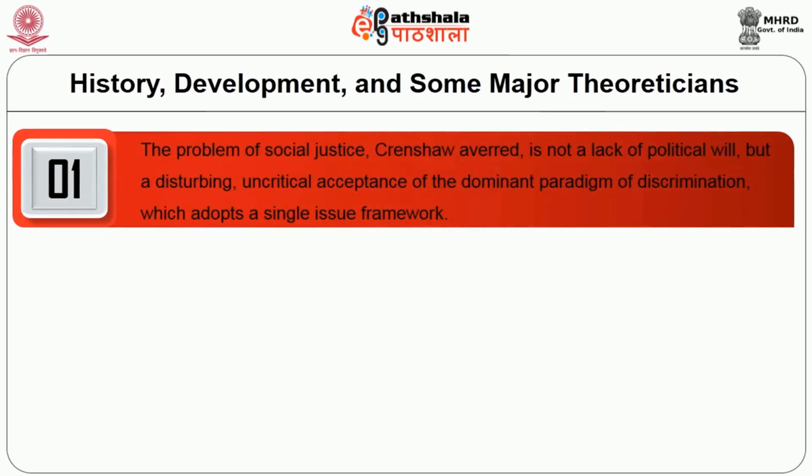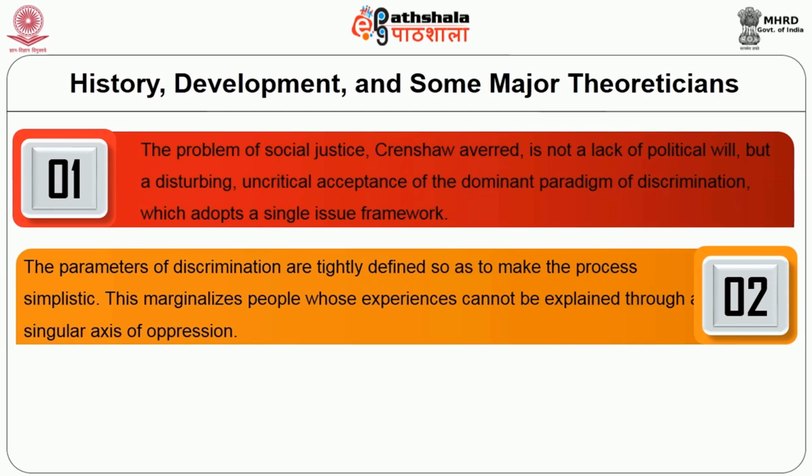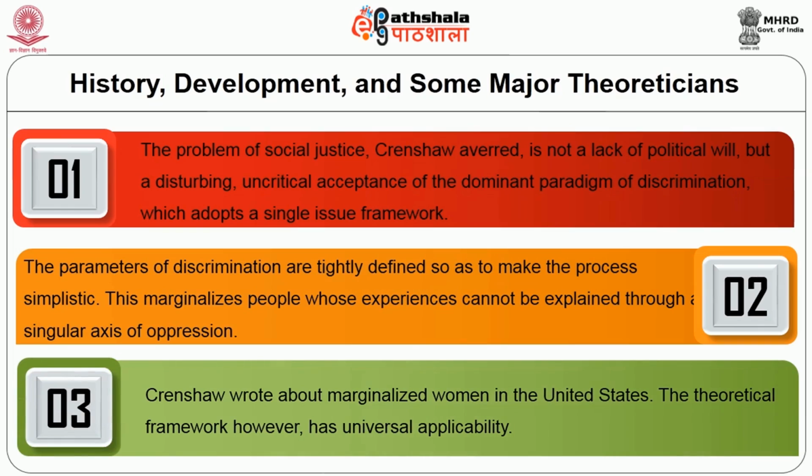The problem of social justice, Crenshaw averred, is not a lack of political will but a disturbing uncritical acceptance of the dominant paradigm of discrimination, which adopts a single issue framework. The parameters of discrimination are tightly defined so as to make the process simplistic. This marginalizes people whose experiences cannot be explained through a singular axis of oppression. Crenshaw wrote about marginalized women in the United States. The theoretical framework, however, has universal applicability.